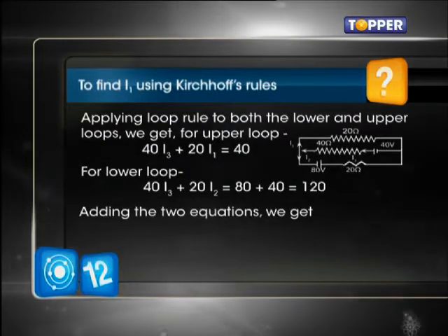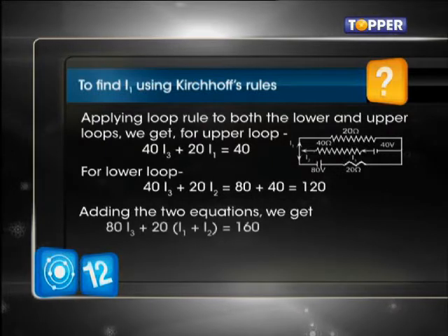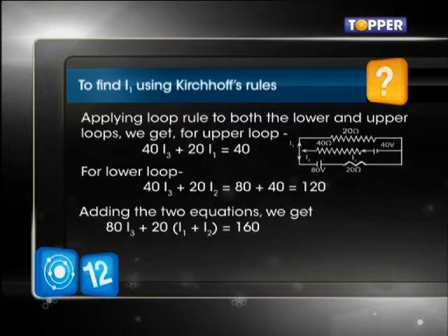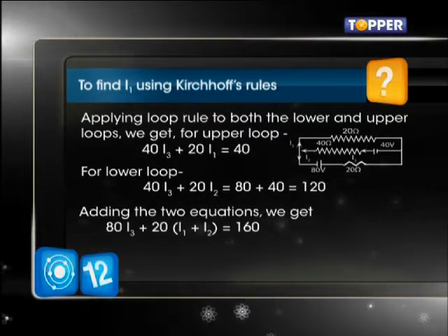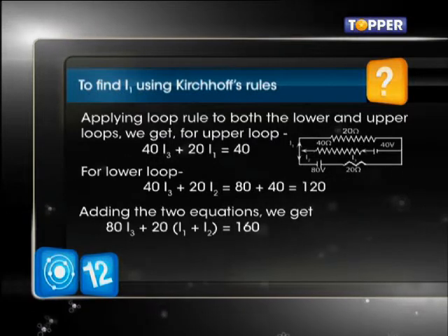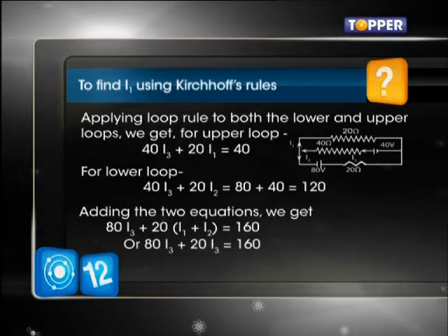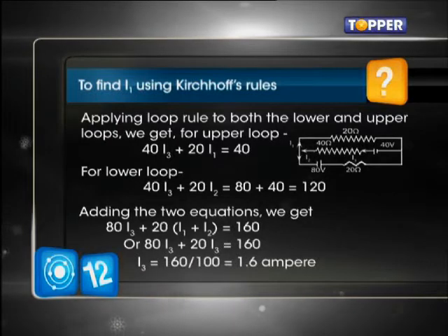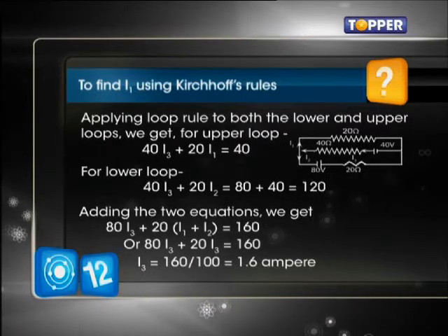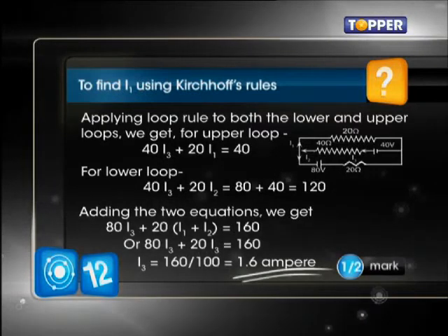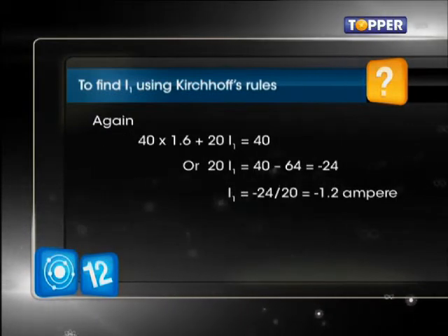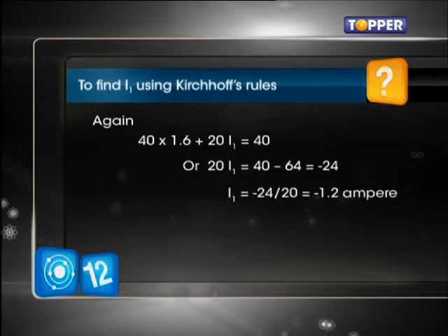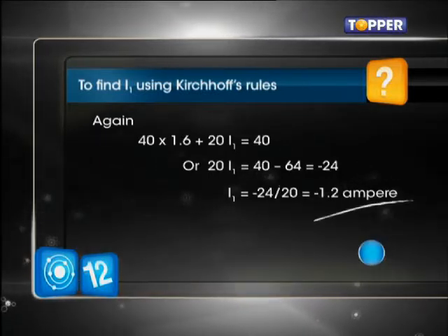Adding the equations of lower and upper loop, we get 80 I3 plus 20 times (I1 plus I2) is equal to 160. But I1 plus I2 is equal to I3, hence 80 I3 plus 20 I3 is equal to 160. By solving, we get the value of I3 is equal to 1.6 ampere. Again, by putting the value of I3 in upper loop and solving, we get the value of current I1 equal to minus 1.2 ampere.